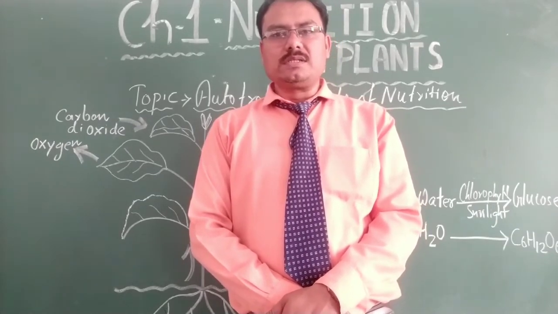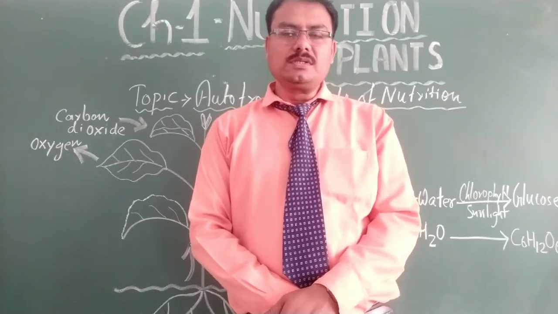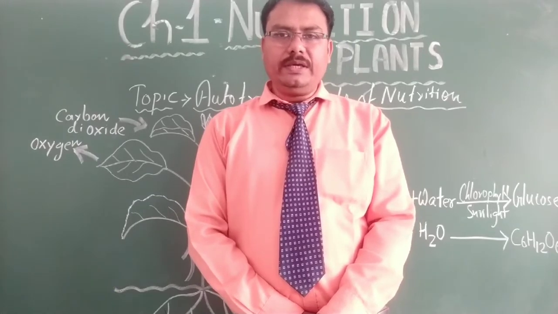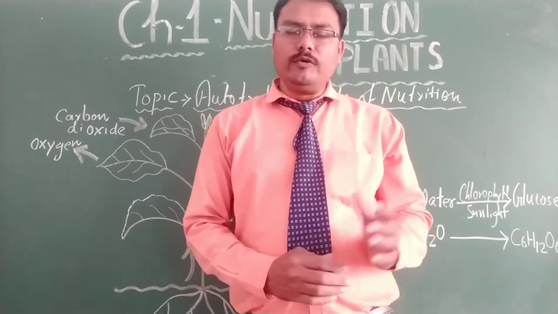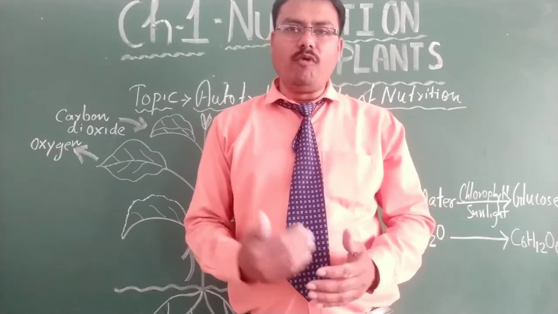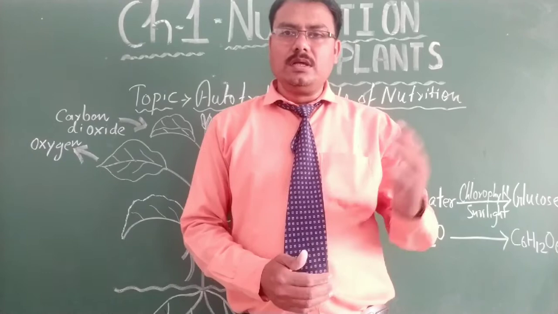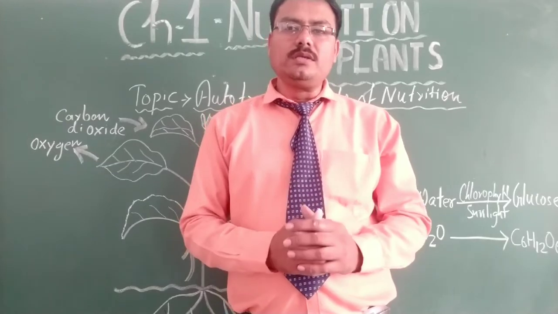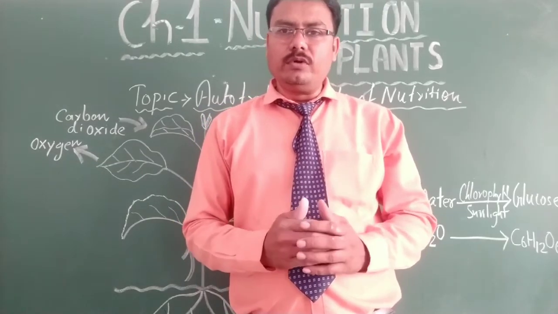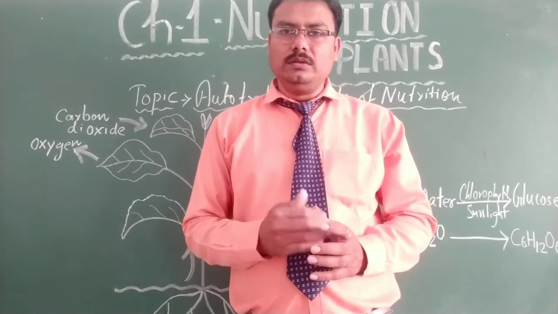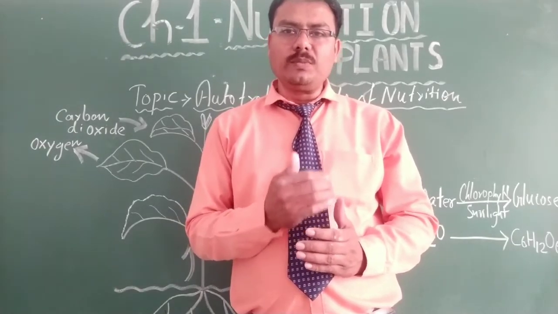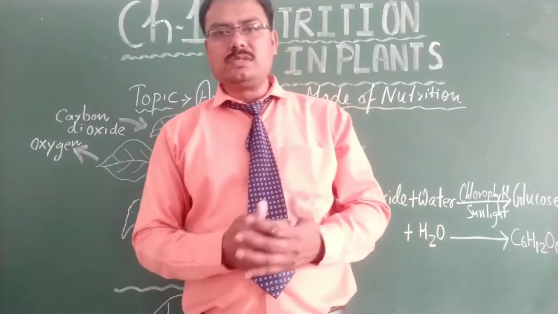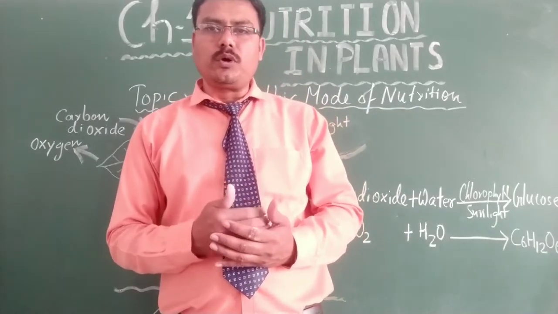Today I will discuss autotrophic nutrition, meaning those green plants that can prepare their own food by taking a few components like water, minerals, sunlight, chlorophyll and carbon dioxide. These all help in preparing food in a green plant. This is called autotrophic. Auto means self. They form the food inside themselves, which is called autotrophic nutrition.